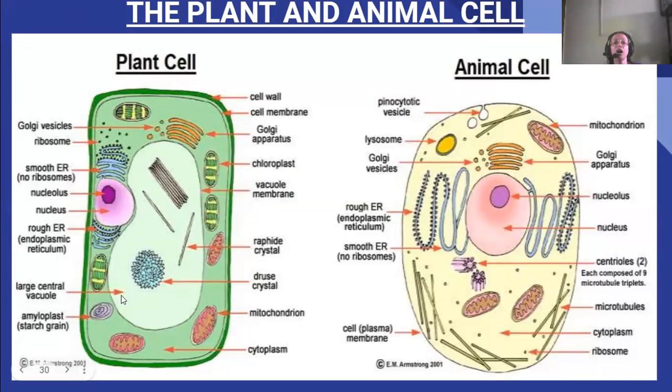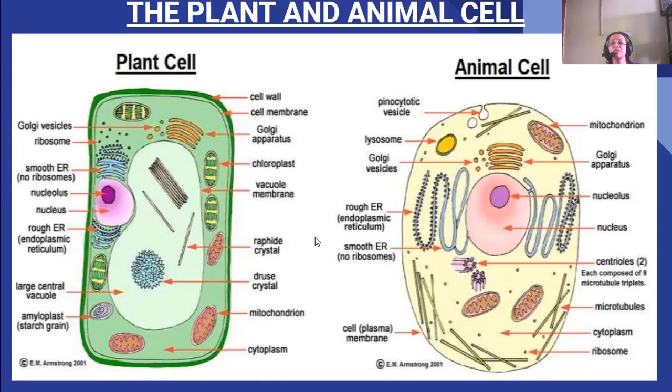Then the large central vacuole is here, but in the animal cell the vacuoles are almost not present, and if present, they are very small and temporary. Then the starch grain, amyloplast, is present here in the plant cell, but not here. Glycogen granules are present in the animal cell. Cytoplasm is present in both. The mitochondria is present. Druse crystals are present in the plant cell, but not here, because the vacuoles are very inconspicuous in animal cells.